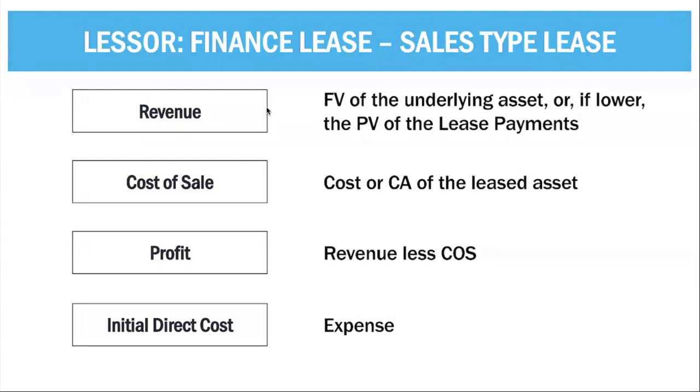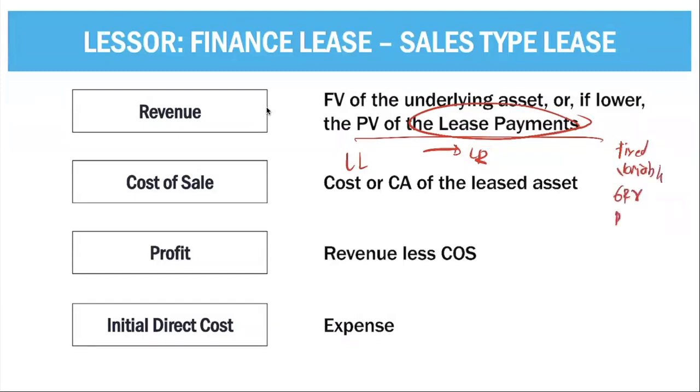Your revenue is equal to the fair value of the underlying asset, or if lower, the present value of your lease payments. You already know what is your present value of lease payments, diba? So this is the lease liability a while back. Now that is your lease receivable. That is your present value of lease payments. It's still the same items of your lease payments. We still have your fixed, we have your variable lease payments, your guaranteed residual value, your bargain purchase option, and any penalties arising on the lease.